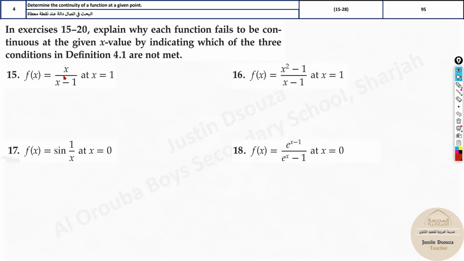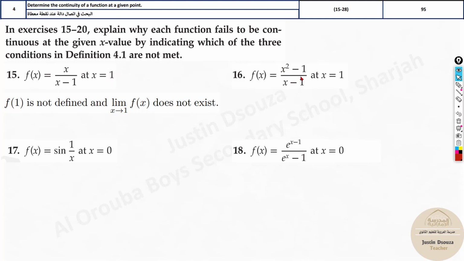If you substitute the x value over here, it'll be 1 divided by 1 minus 1. That means it's undefined over there. It's not defined, so basically there is no point over there. It does not exist because it's not defined at this particular value of x. You can check the limit as well.